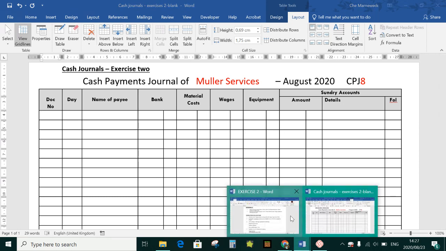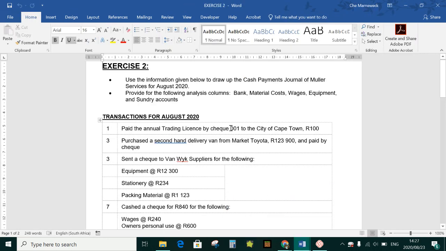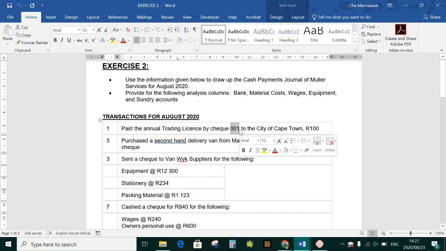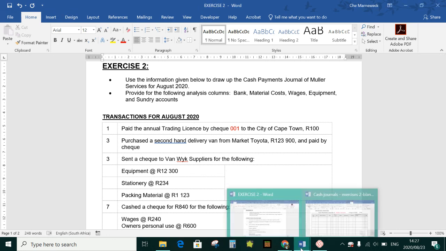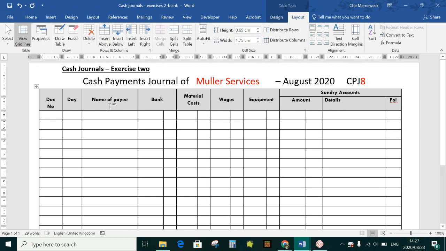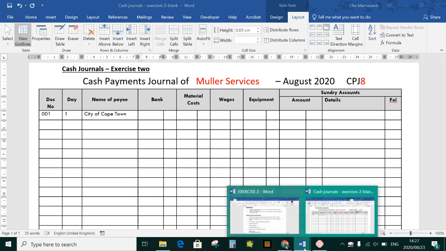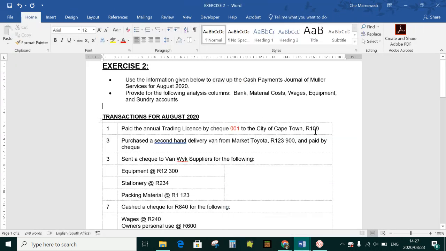So have a look at our very first transaction. The check number is 001. We then record that on day 1. We are paying the City of Cape Town. So check number 001, day 1. Who are we paying? We are paying the City of Cape Town. How much are we paying? Have a look and we see that we are going to pay them 100 Rand. What are we paying for? We are paying for our trading license.